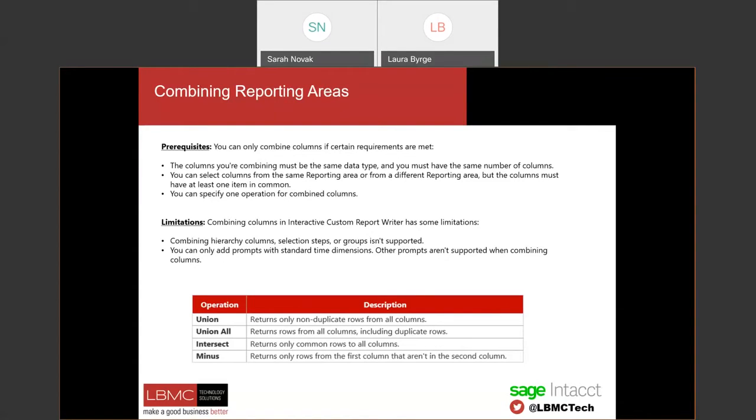There are 4 ways to display the rows. You can return only non-duplicated rows in all columns. You can return rows from all columns, including duplicated rows. You can return only one common row to all columns, or you can return only rows from the first column that aren't included in a second.